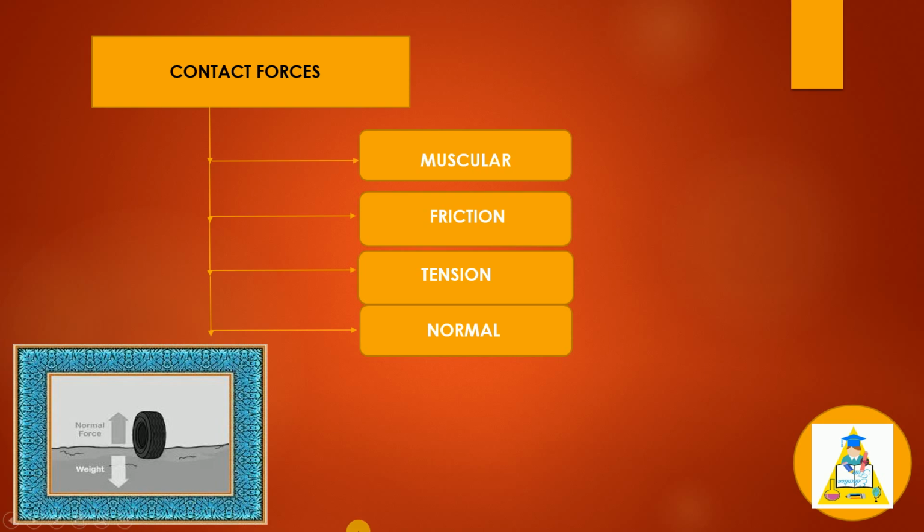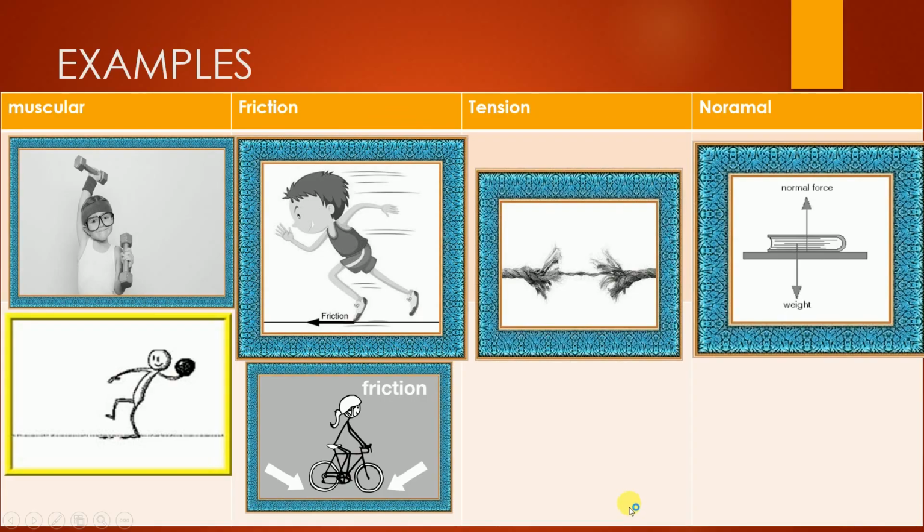So what is a muscular force? It is the force exerted on any object using our body muscles. Look at here, this person is applying his muscle strength in order to push or pull this object, these dumbbells. So this comes under a muscular force example. For throwing also, he is applying his muscular strength.